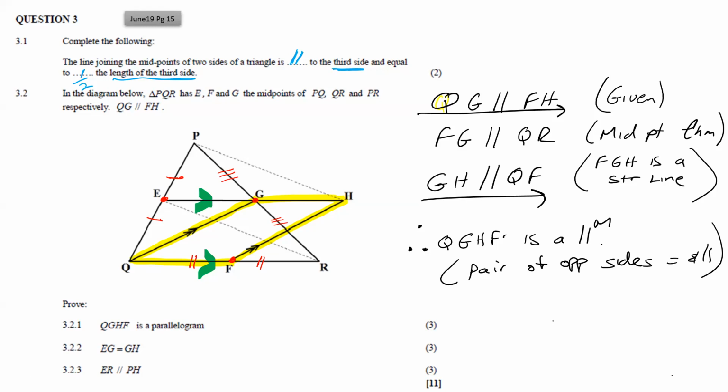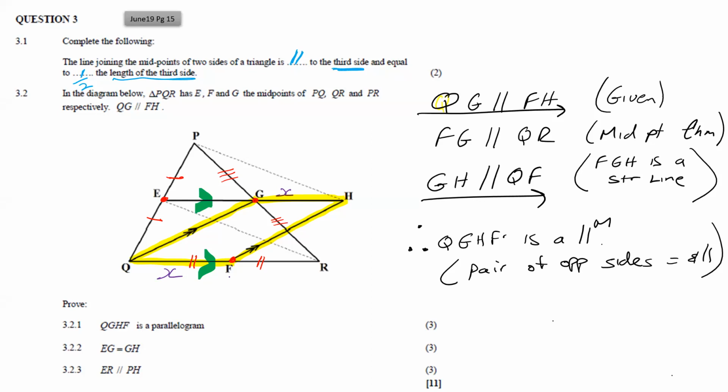Okay. So the next question wants you to prove, and I'm going to use the X technique, that EG is equal to GH. If you look at this, we know that GH is X. If we call GH X, QF will be X, because opposite sides of a parallelogram are equal.